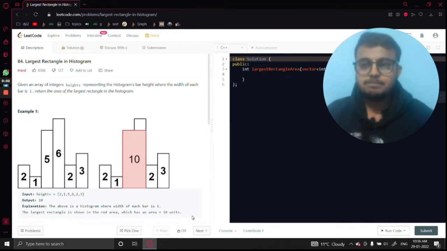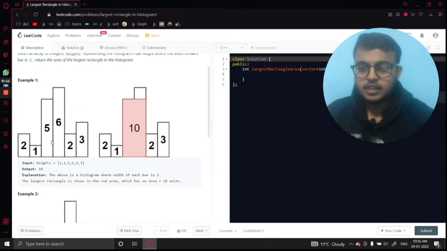So hello everyone. Welcome to LeetCode 29 day challenge, and in today's challenge we have the question Largest Rectangle in Histogram. In this we are given different bars like histograms, and we have to find what can be the maximum area of the rectangle which can be made using this histogram.